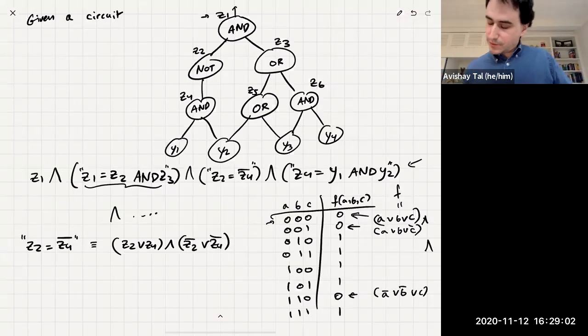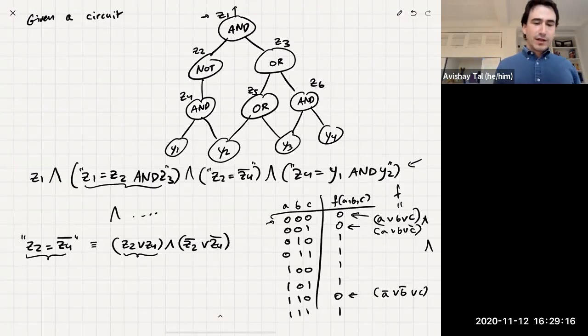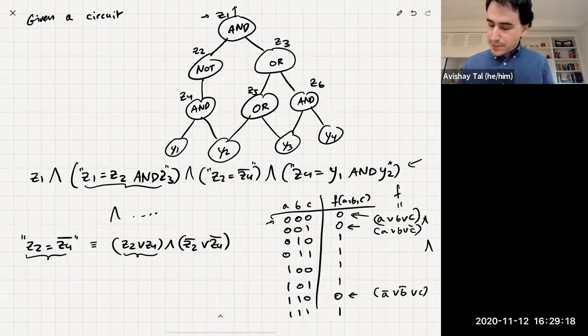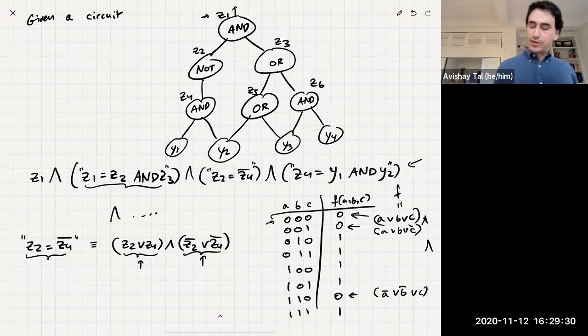If Z2 is 0 and Z4 is 0, then this is not satisfiable, and on the other hand, this is also not satisfiable. What would happen if one of them is 0 and the other is 1? Then this would be satisfiable because one of them is 1, and this would be satisfied because one of Z2 and Z4 is 0, therefore its negation is 1. So you can see that these two expressions are equivalent.